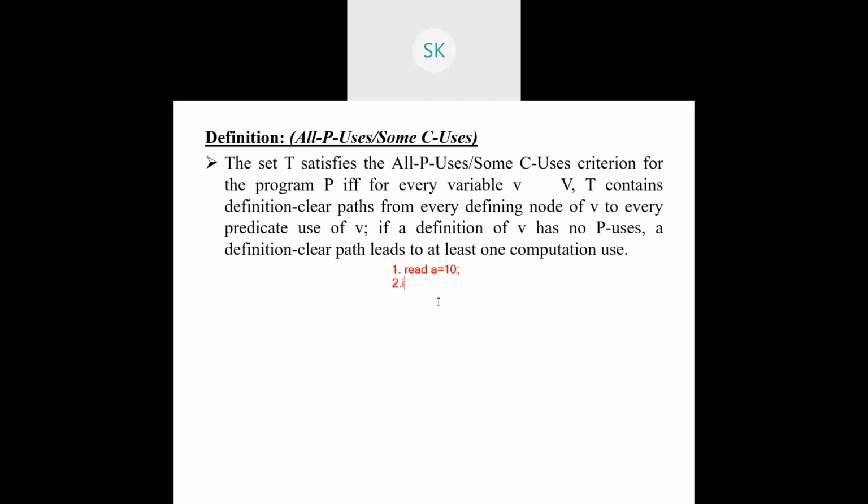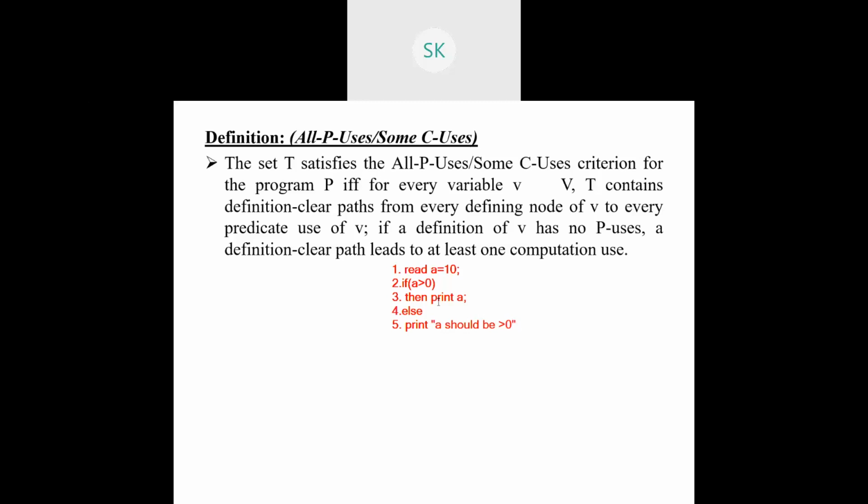if a greater than 0, then print a. Fourth statement, else print a should be greater than 0. That's right.